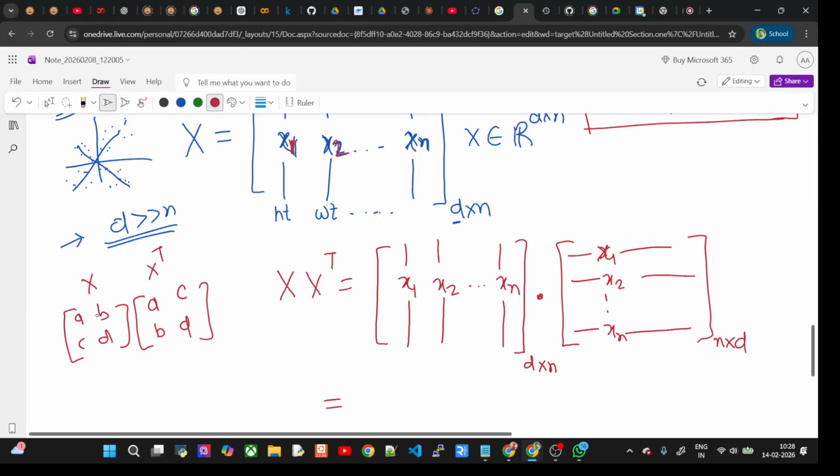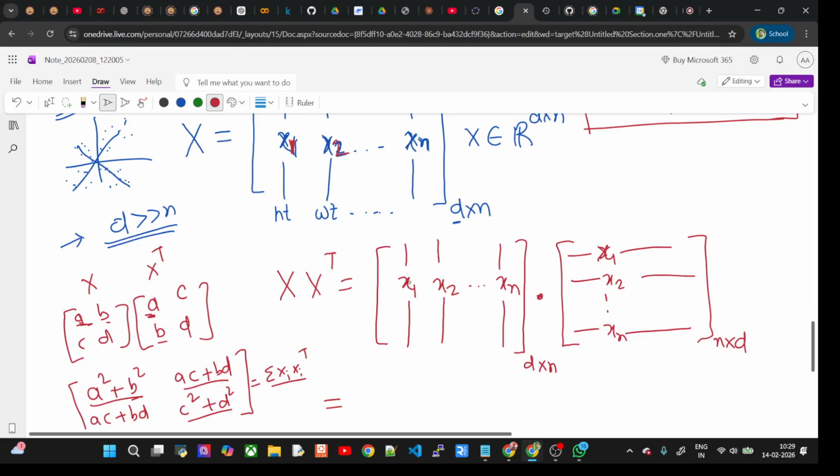So what happened, you are doing this matrix multiplication: a square plus b square, then next one, ac plus bd. I'm just doing matrix multiplication. Then ac plus bd, and then c square plus d square. If you do the summation of xi into xi transpose, that comes the same way as we have here.